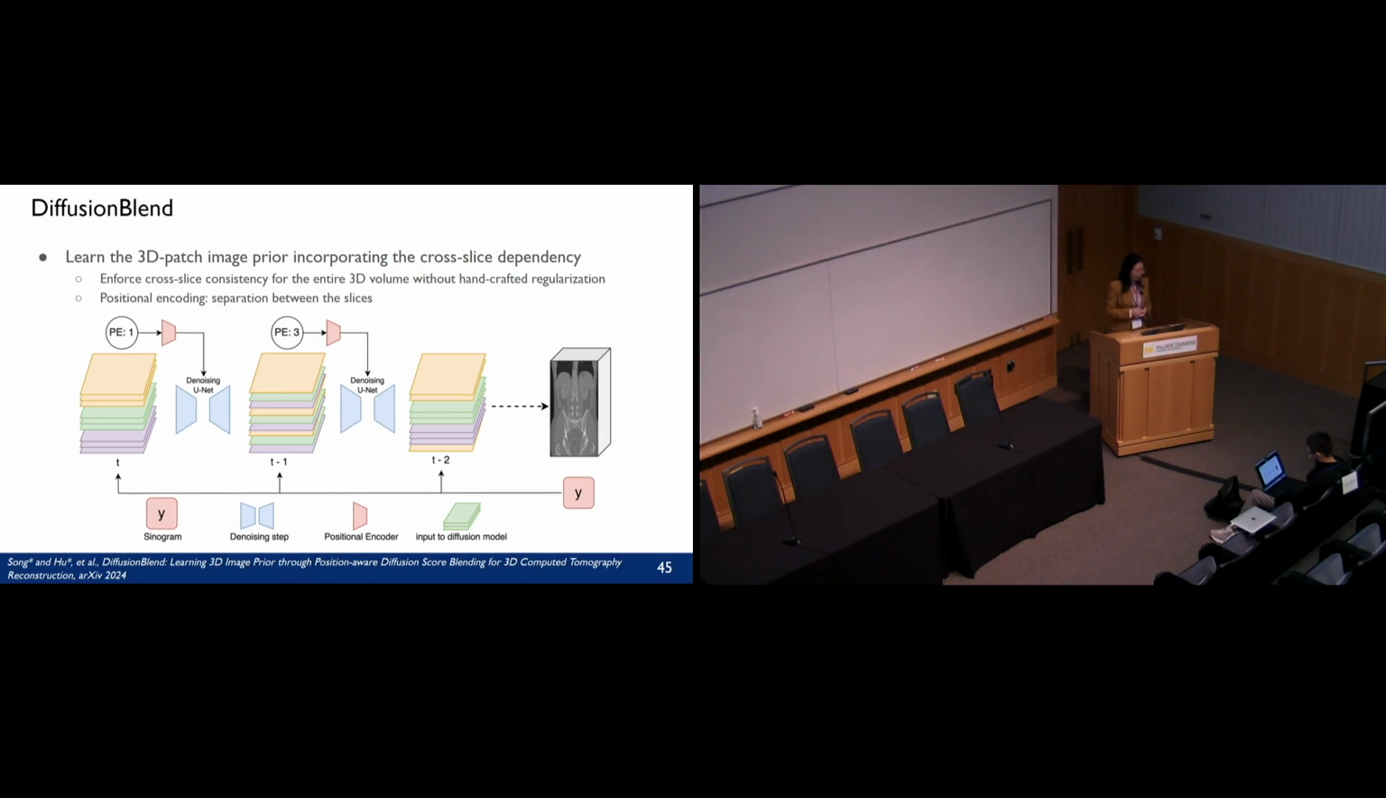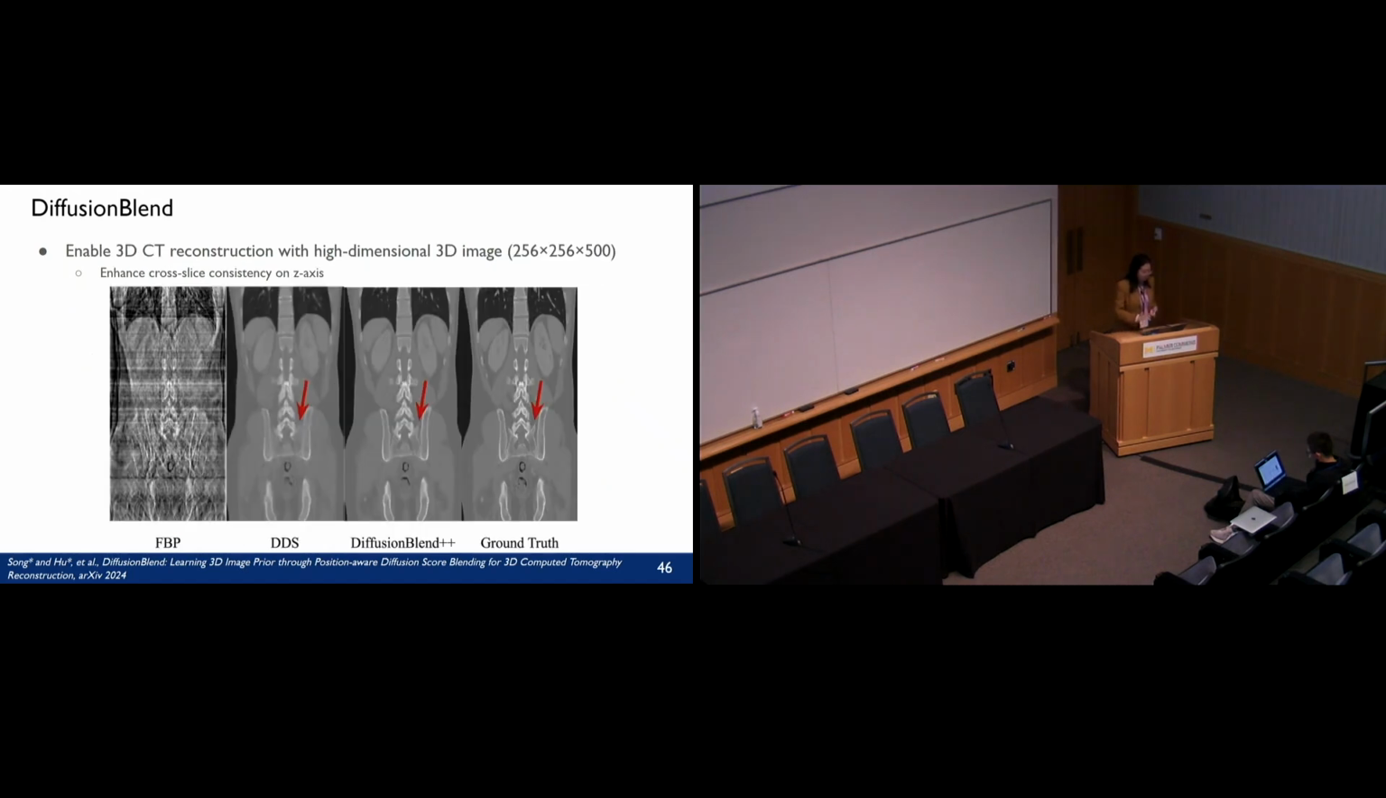Here, one very interesting point is that we also include a relative positional encoding in our case to indicate how separated the slices are, and what the distance between them is, when we are learning this cross-slice or multi-slice score function. So that is the key idea. How does it look in the results?